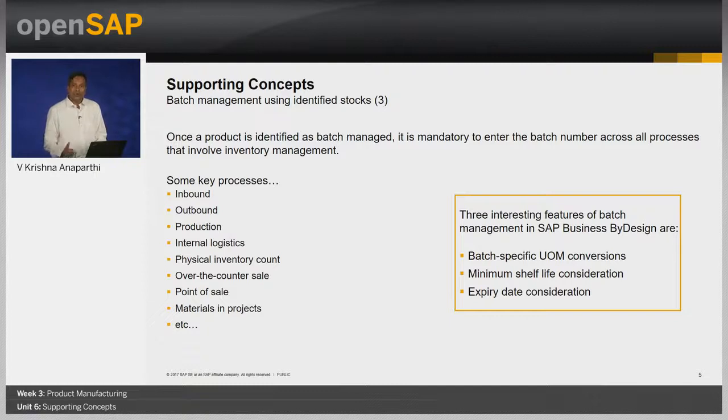We also have an automated run called the identified stock maintenance run, which can be scheduled regularly, and which will ensure that the stocks which are beyond the expiry date or having life less than the minimum shelf life will be set to restricted upon execution of this run.